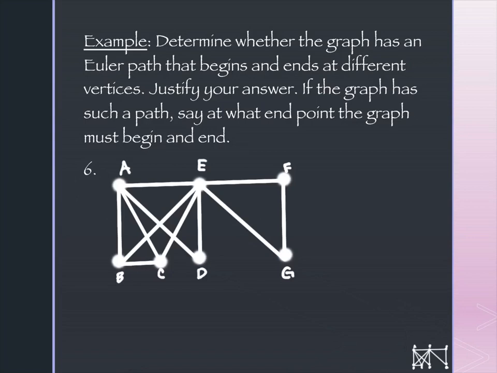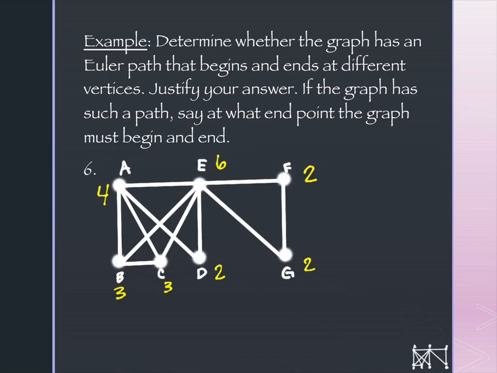So count the edges that meet at point A. How many of them are there? 4. How about point E? Okay. F? 2. I'm just going around. G? 2. D? C? 3. And B? 3. Okay, so they're not all even, right? So there will not be an Euler circuit because they're not all even.